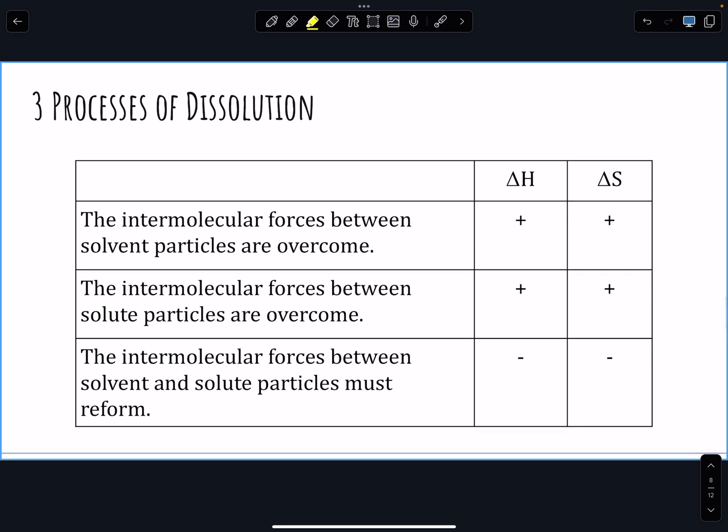So there's 3 processes of dissolution, right? You have to overcome intermolecular forces between your solvent particles, overcome intermolecular forces between your solute particles, and then reform the bonds and the intermolecular forces between the solvent and the solute. So when I break apart those intermolecular forces between the solvent, my enthalpy is positive, which we know is endothermic, and my entropy is also going to be positive. I'm moving towards disorder. When I break up my solute, endothermic, positive, okay? Overcoming those forces. Then when I reform my intermolecular forces between my solvent and my solute, that is going to be exothermic, and it's going to have a negative entropy.